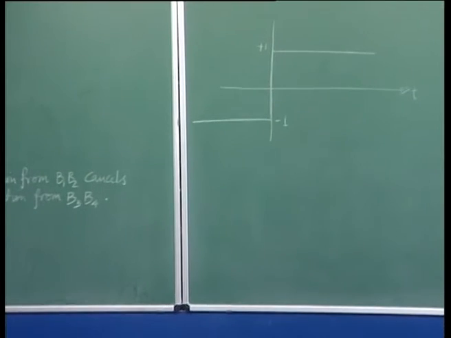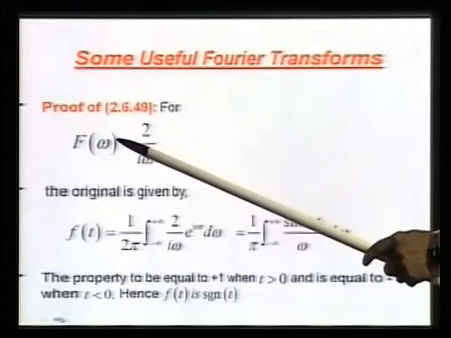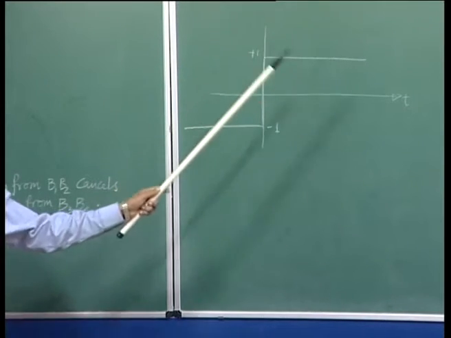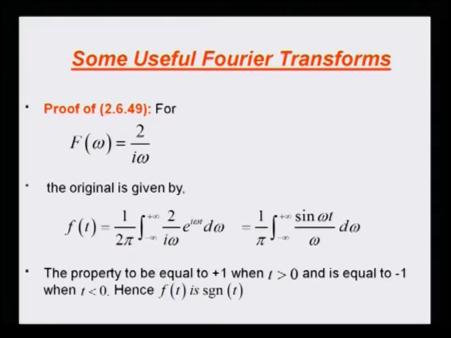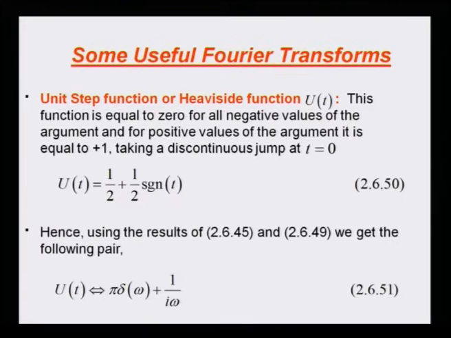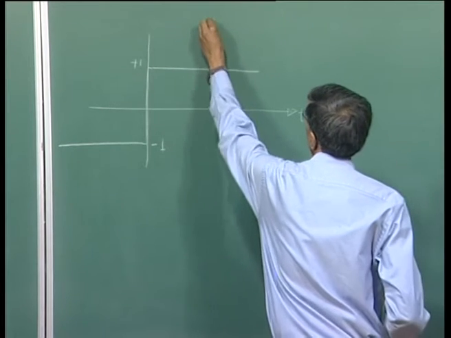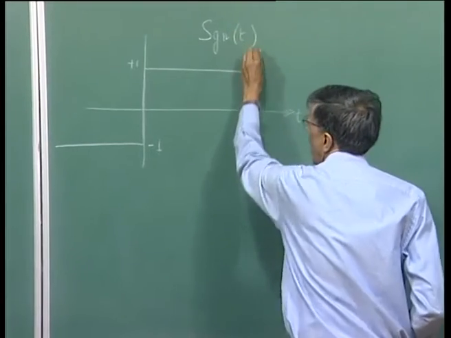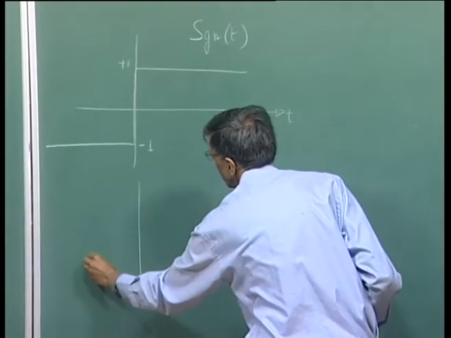So, basically we have shown that if F of omega is this, then the corresponding time domain function is like this, right. That is what we consider useful, because we can use it to define the Heaviside function. So, this is your signum function, and what is your Heaviside function?